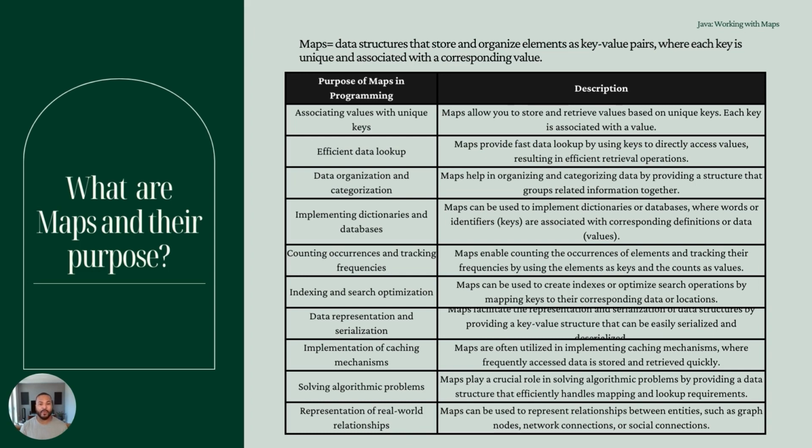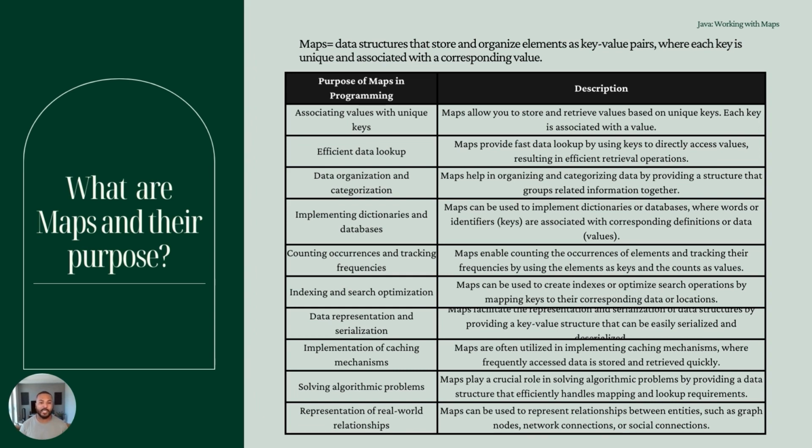Another purpose is efficient data lookup. Maps offer highly efficient data lookup based on keys. With a constant time complexity for key-based access, maps enable quick retrieval of values, even for large data sets. This makes them invaluable for tasks that involve frequent data lookup operations.